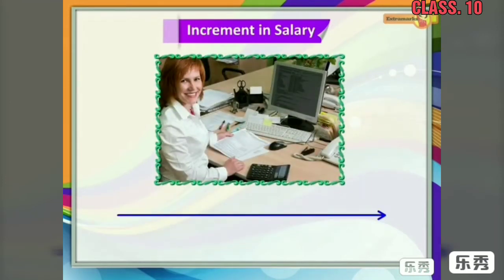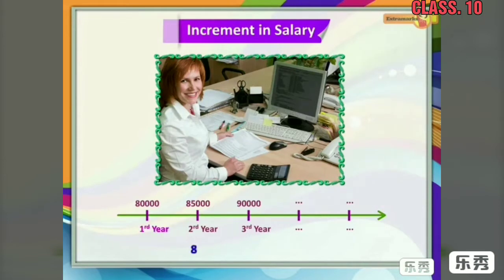Preeta applied for a job and she was selected. She has been offered the job with a starting monthly salary of 80,000 rupees with an annual increment of 5,000 in her salary. Her salary for the first year will be 80,000, for the second year 85,000, and for the third year 90,000.